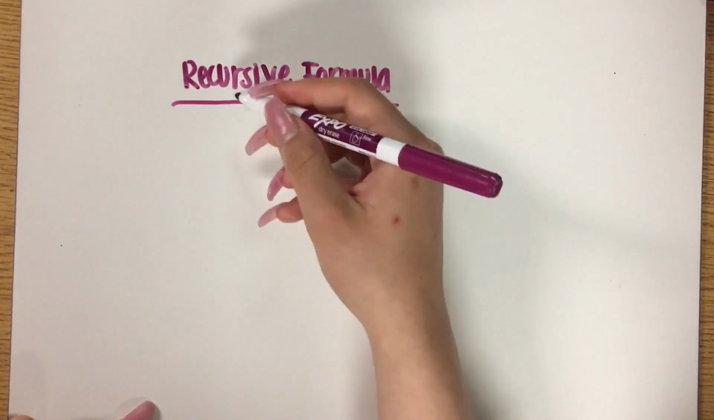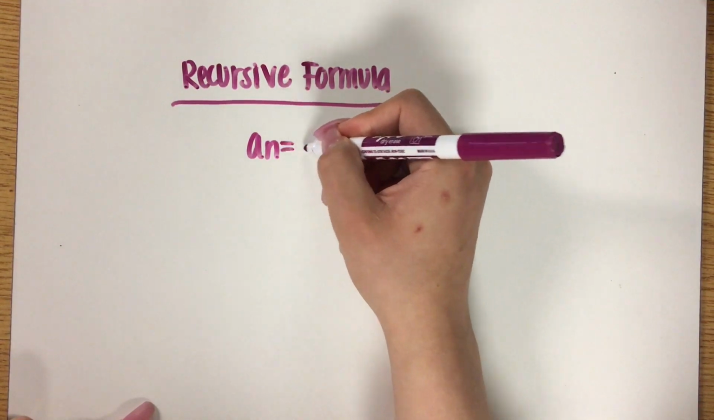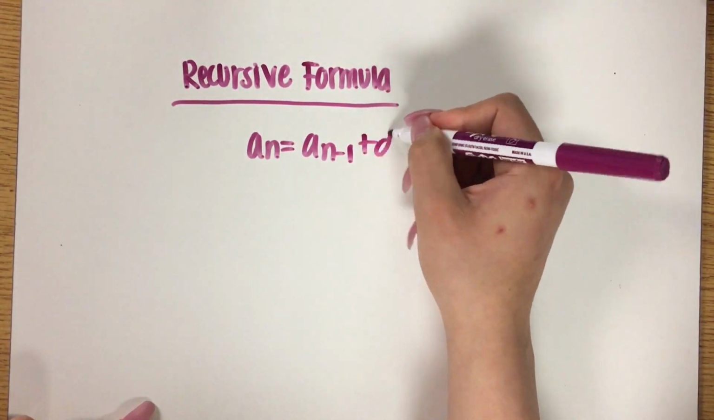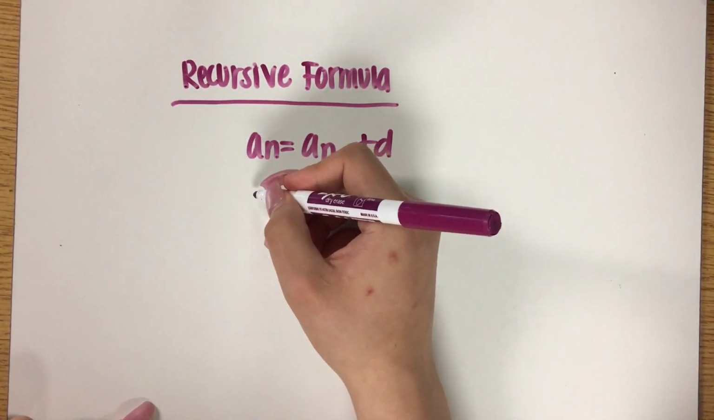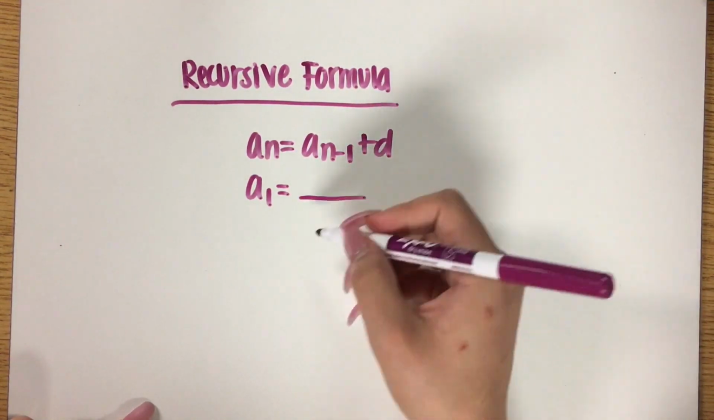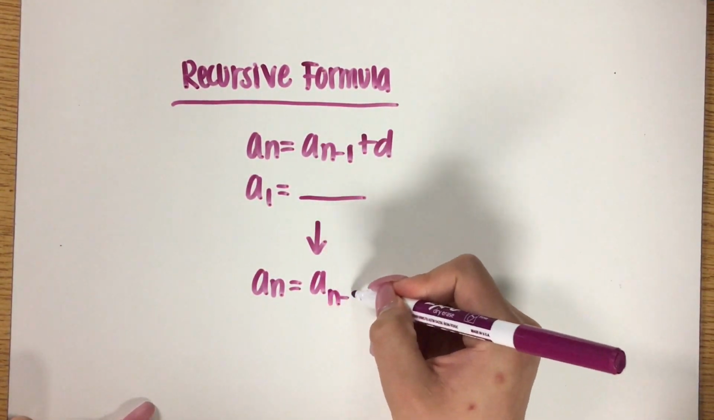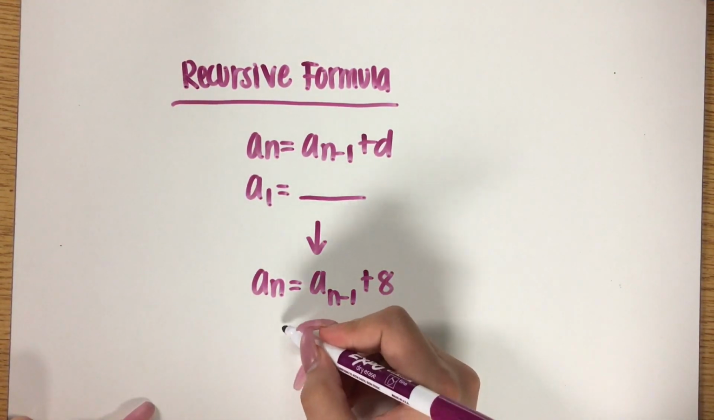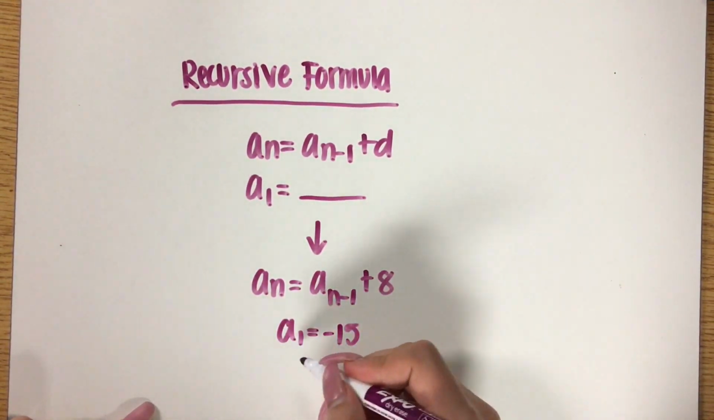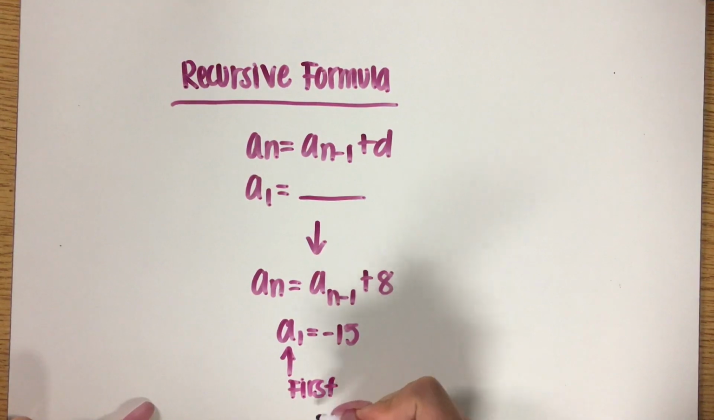Recursive formula. Plug in the common difference and the first term of the sequence. The common difference, D, is 8, and A1 is negative 15 because it is the first term of your sequence. You will need the first term, A1, so you will start at the right point in the sequence.